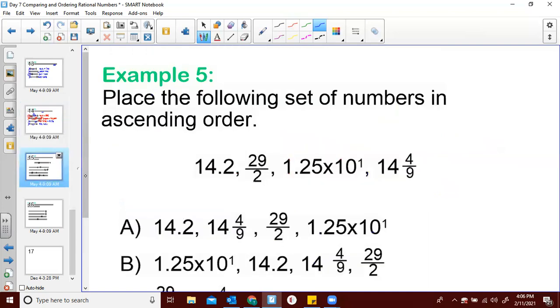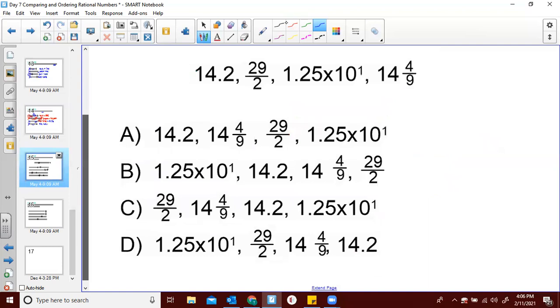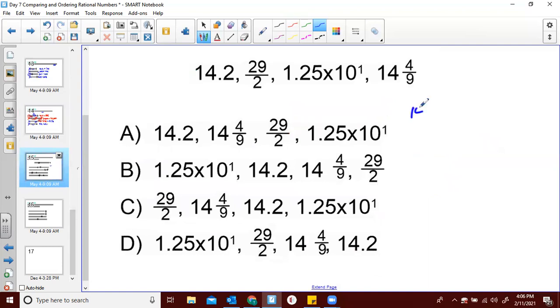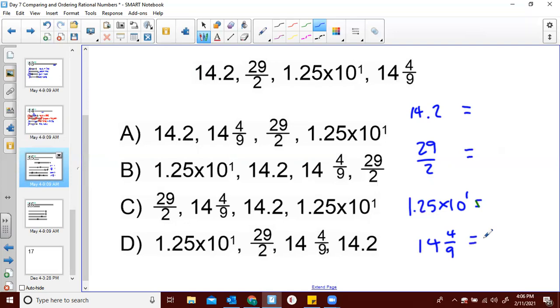All right, last two questions. So what I like to do when I get questions like these is I like to line them up. I'm going to have 14.2. I'm going to have 29 over 2. I'm going to have 1.25 times 10 to the 1. And I'm going to have 14. You know what? I will do these on the calculator for you. All right. And I want to see, what are these all as percents?